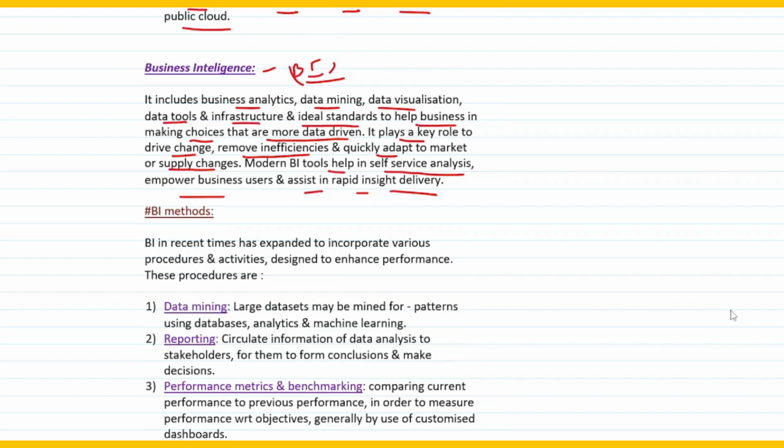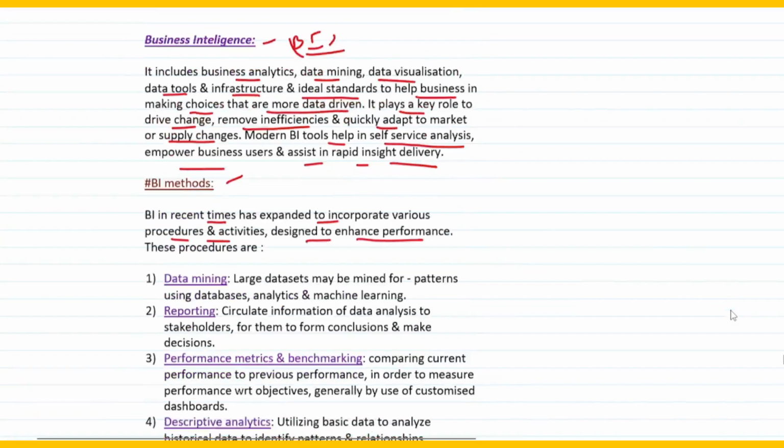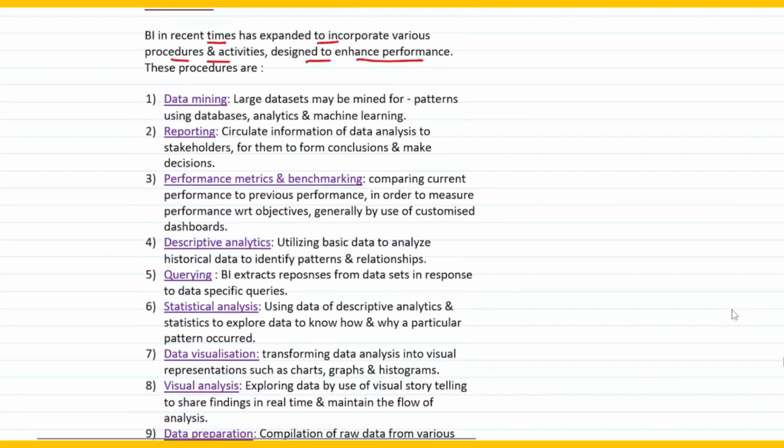We talk about various BI methods after this. What are the various business intelligence methods that we have? Now BI in recent times has expanded to incorporate various procedures and activities, right, which are designed to enhance performance. So what are these procedures which are a part of BI methods? Okay, these are all something which we have already discussed. We will just learn the points and describe that in brief.